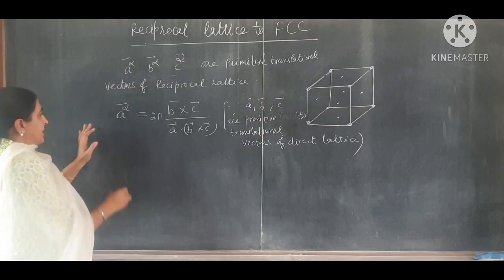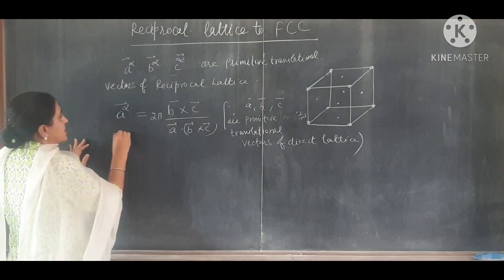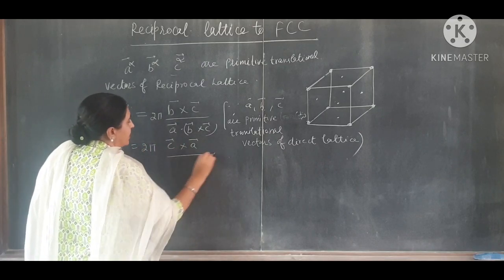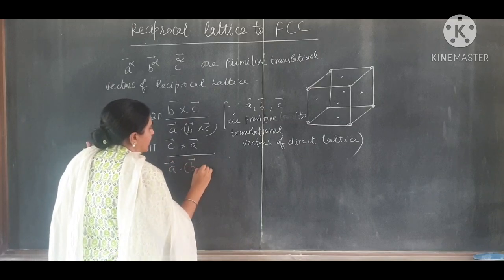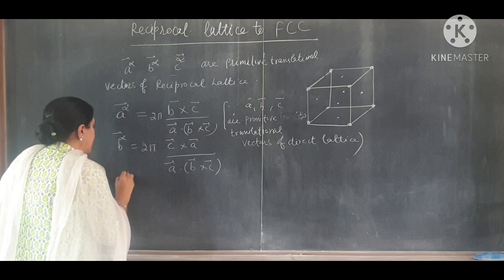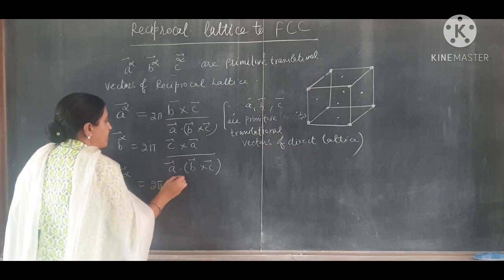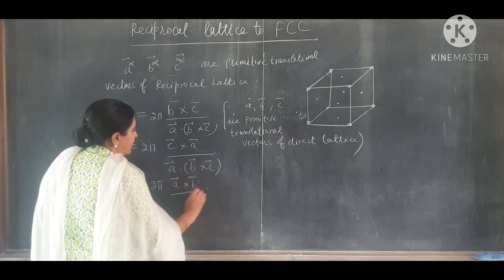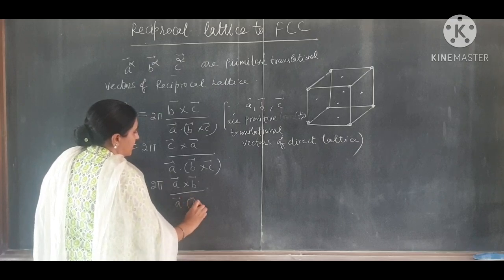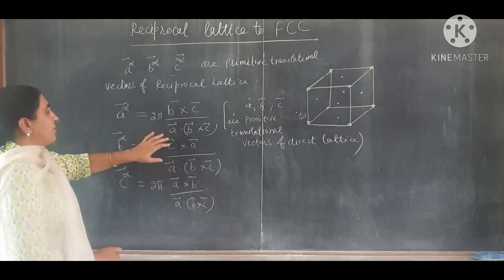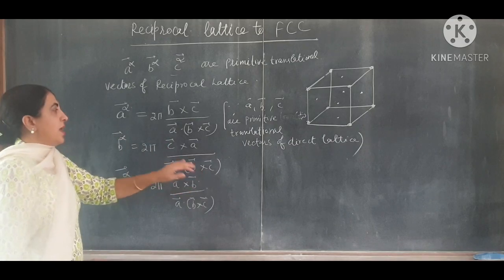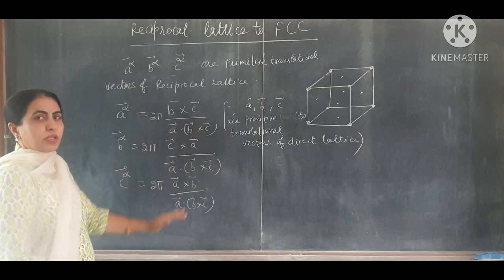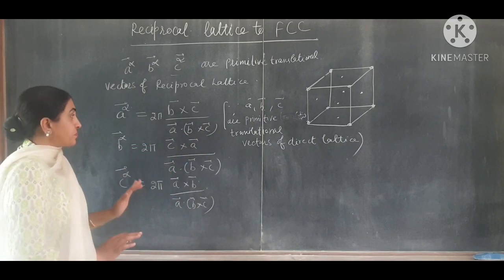Clear? And similarly b star is equal to 2 pi c cross a divided by a vector dot b vector cross c vector, and c star is equal to 2 pi a cross b divided by a vector dot b vector cross c vector. Here a vector dot b cross c is equal to b dot c cross a, and so on. These three combinations are the same.